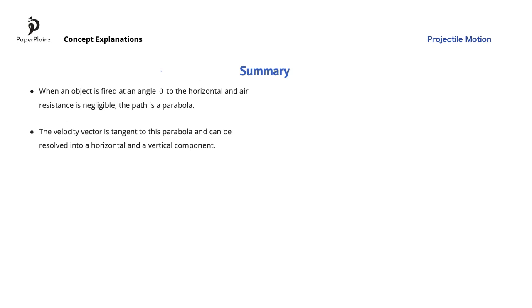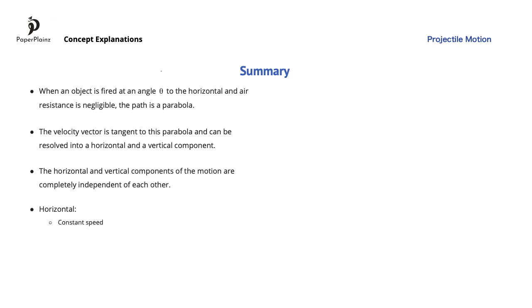We discovered that the horizontal and the vertical components of the motion are completely independent of each other. The horizontal motion of the object happens at constant speed, so when working with this component, we can use the equation v is equal to s over t, where v is speed or velocity, s is distance traveled or displacement, and t is time. We also mentioned that by using vector resolution, we can find the magnitude of the initial horizontal velocity, Vx, which is equal to v cosine theta, where v is the initial velocity of the object.